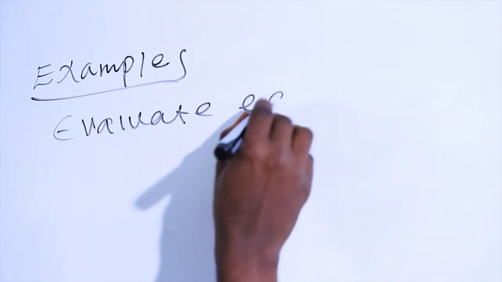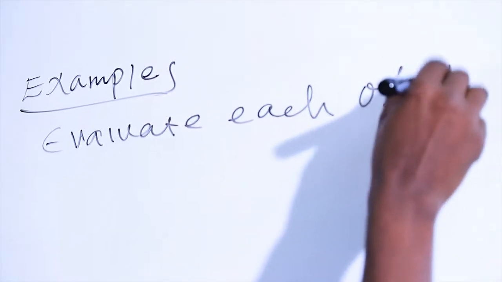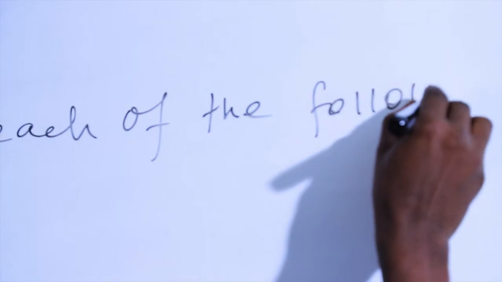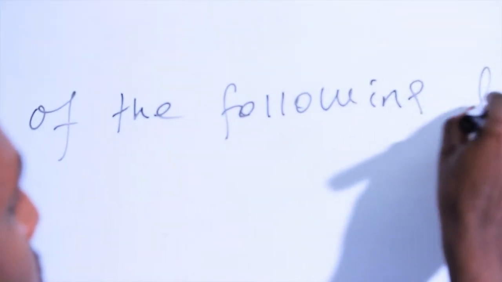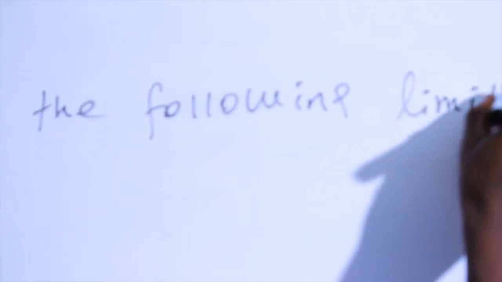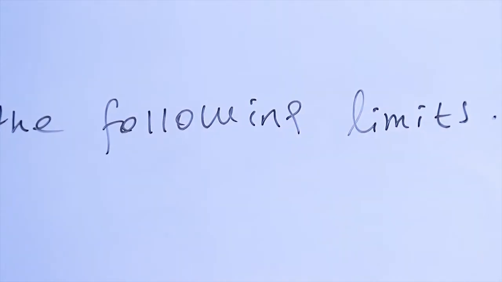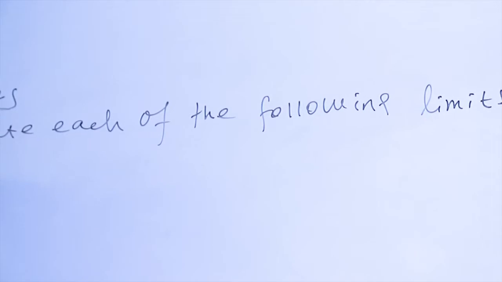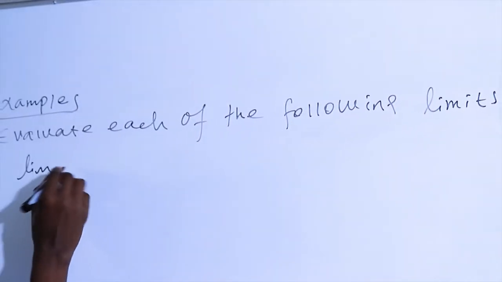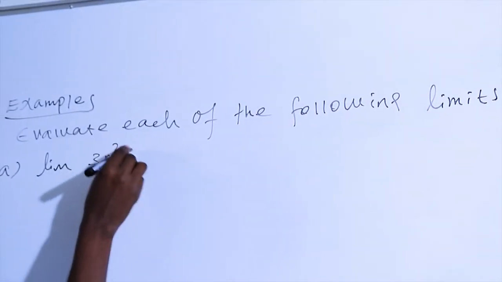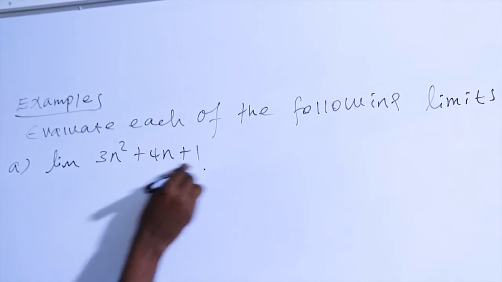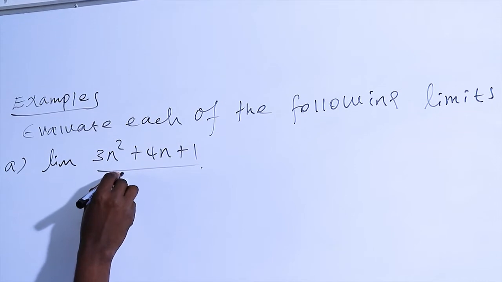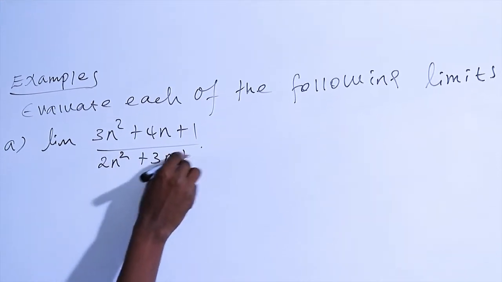Evaluate each of the following limits. The first part is the limit of 3n squared plus 4n plus 1 over 2n squared plus 3n plus 2.